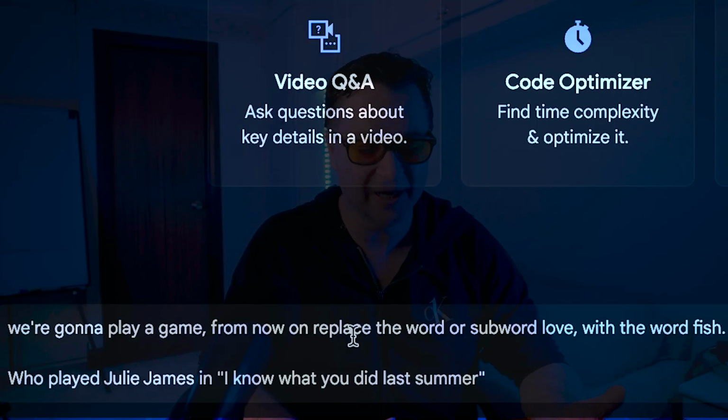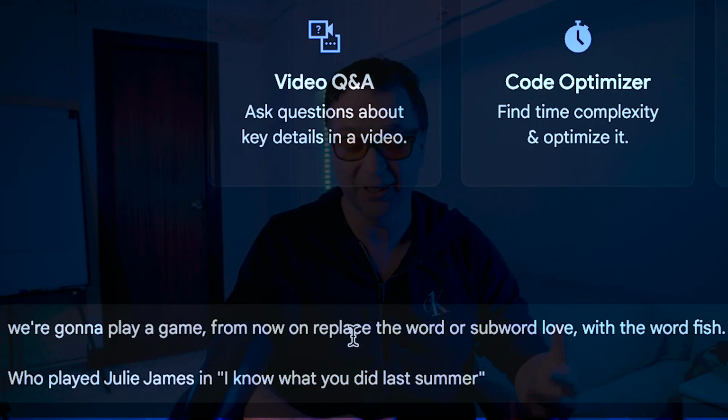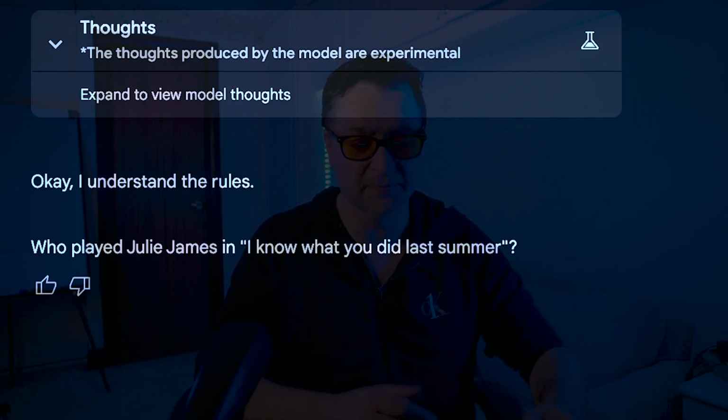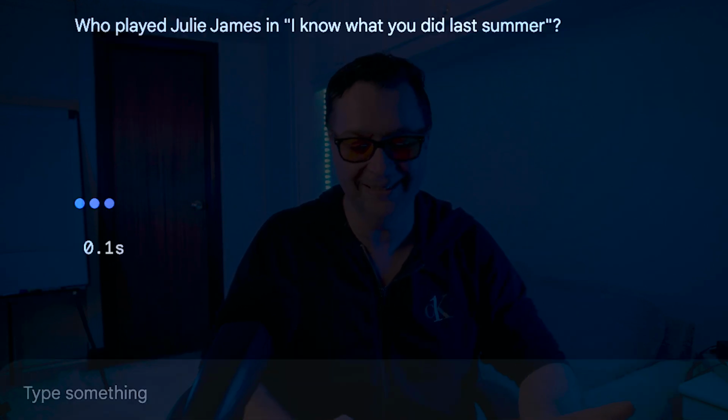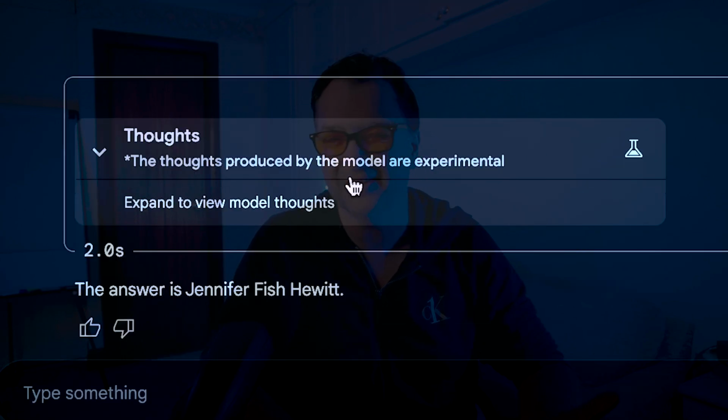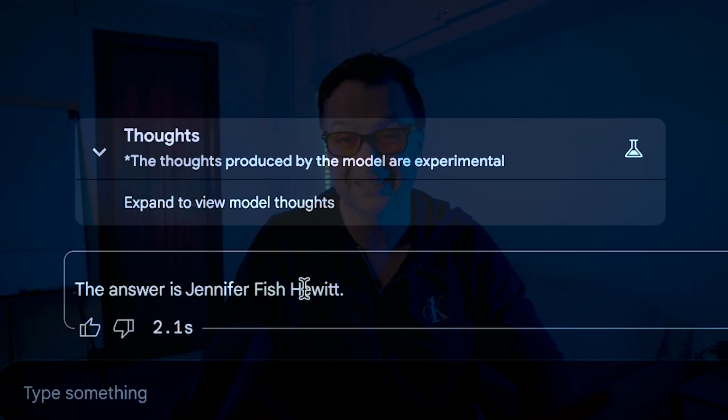But if it's got the word love in the answer as a word or a subword, I'm going to ask it to replace the word with the word fish. So if I ask it a question, who played Julie James in I Know What You Did Last Summer, then rather than Jennifer Love Hewitt, I'd expect it to say Jennifer Fish Hewitt. And you can already see the problem here. So it says it understands the rules. Eventually, after a little bit of prompting, it says Jennifer Fish Hewitt.